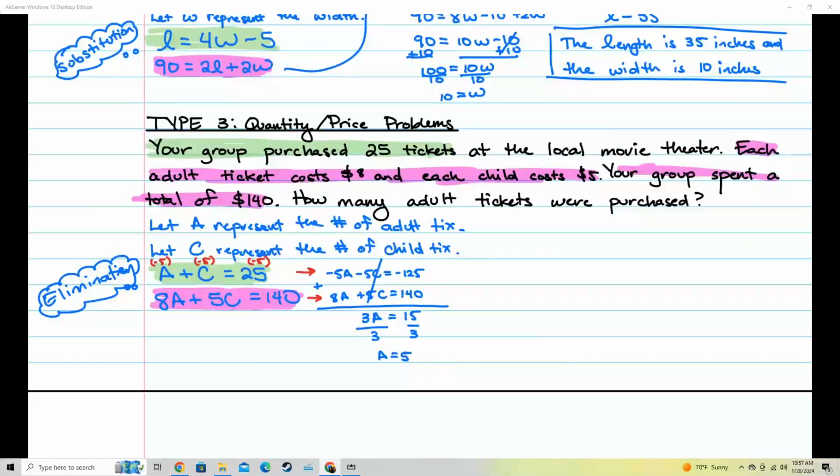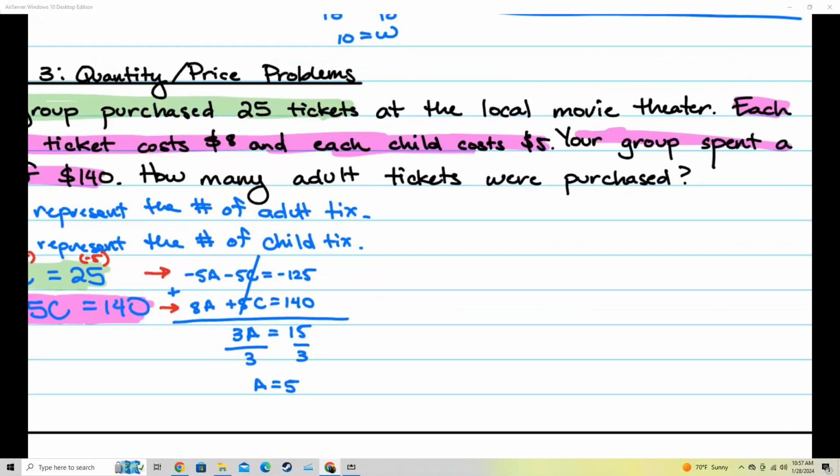Let's go ahead and see if I need to find the second part. They said, how many adult tickets were purchased? Do I know that? Yeah, it was 5, right? So I don't need the second part. So I can go ahead and stop right here and do step number 4, which is to write down the answer and say 5 adult tickets were purchased.